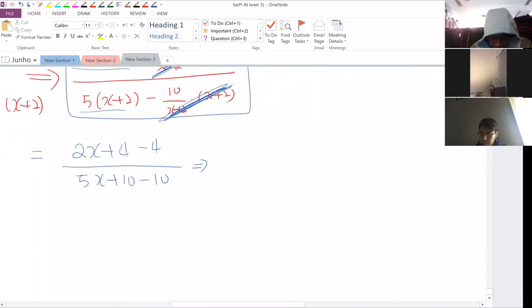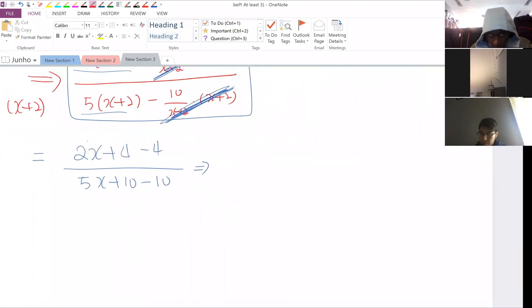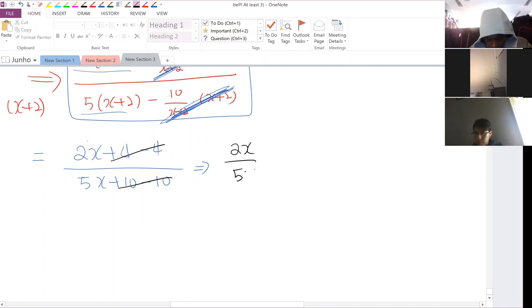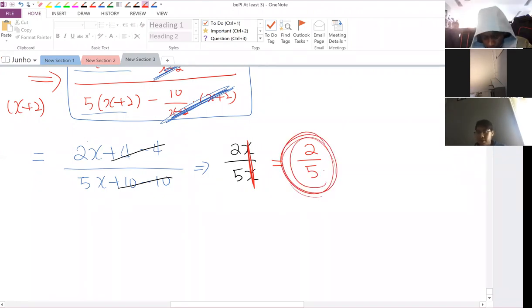Alondra, can you keep on going? Do we have to combine those, or do we have to factor now? Combine the like terms, 4 and negative 4, and 10 and negative 10. They're gone, basically. So that's going to be 2x over 5x. But before we finish, can you find a common factor between numerator and denominator? x. They're gone. So the answer becomes 2/5. Even though it looks very complicated, the numbers are really simple.